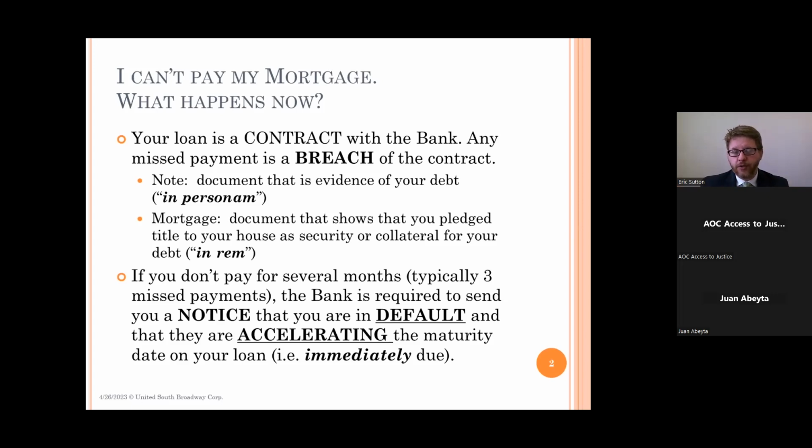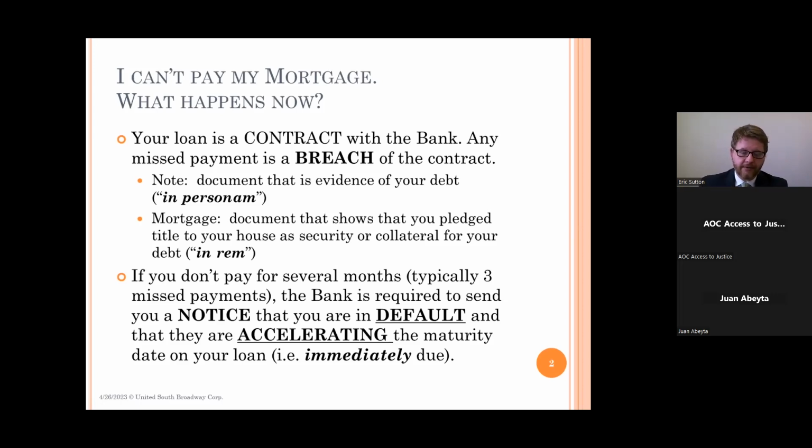What normally happens to start the process towards a foreclosure is the borrower is unable to make their payments. And a missed payment is a breach of that contract. The banks cannot file a foreclosure for 120 days after the date of the first default, that first missed payment. But during that period, they will send a notice to the borrower that the loan is past due, give them an opportunity to bring the loan current before they accelerate the debt, meaning that they call it all due, and then proceed with a foreclosure lawsuit.